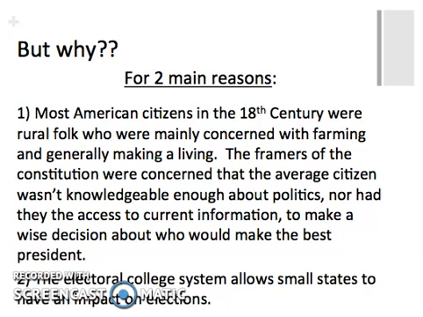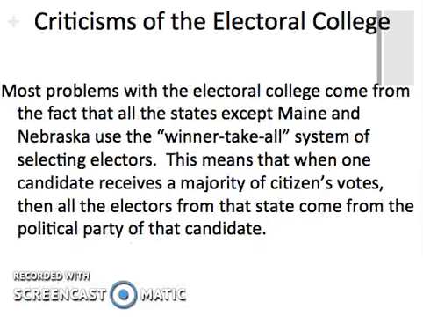Every state then matters. They might not do a ton of campaigning in New York because they know that New York is typically a blue state and will typically vote for Democrats, but there are some small states that will swing either red or blue, and we're going to see that.